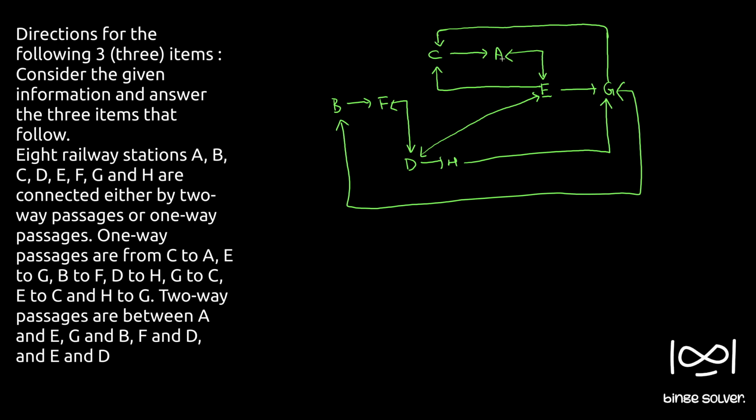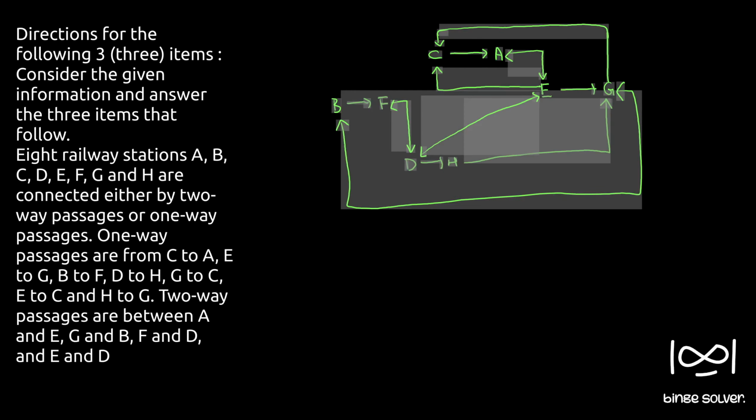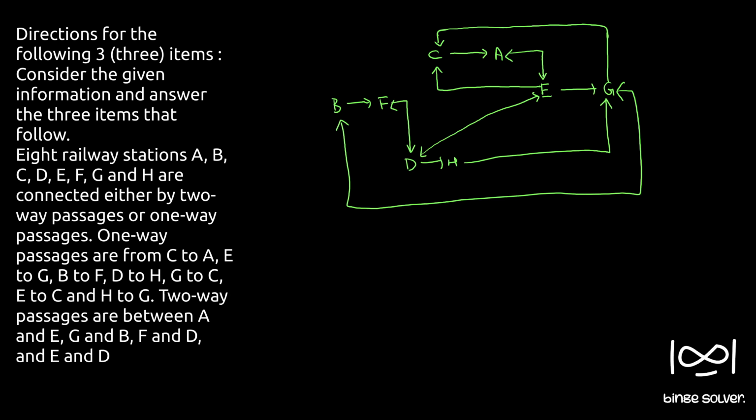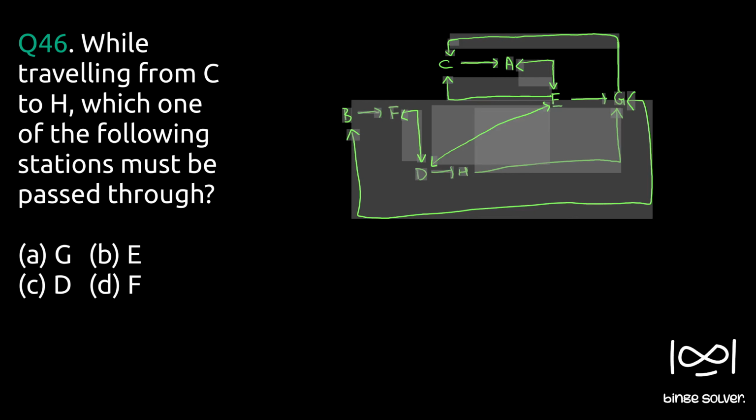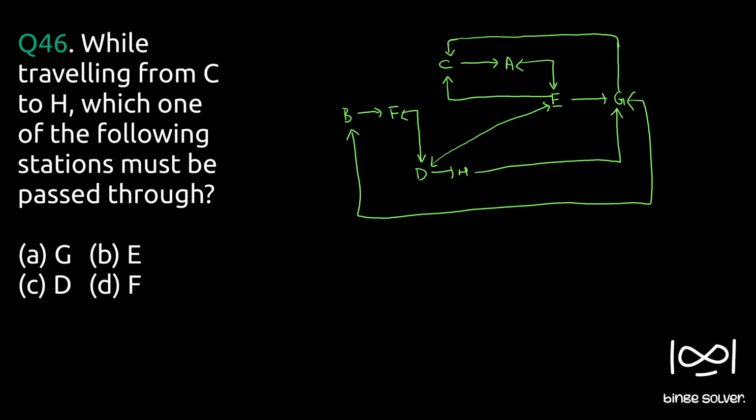So this is the figure. Now we will go to the question. We will use this figure to answer all the questions. I'll just copy this. So first question is question 46. This is the figure we got. While traveling from C to H, which one of the following station must be passed through?